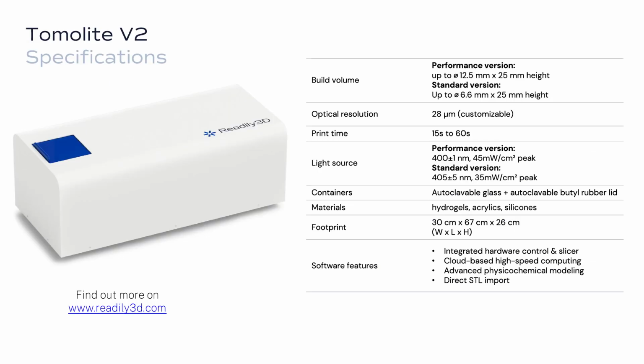In summary, the Tomolite printer helps you scale up your experiments, try a new range of materials and geometries, and print sensitive cells using a gentle process.